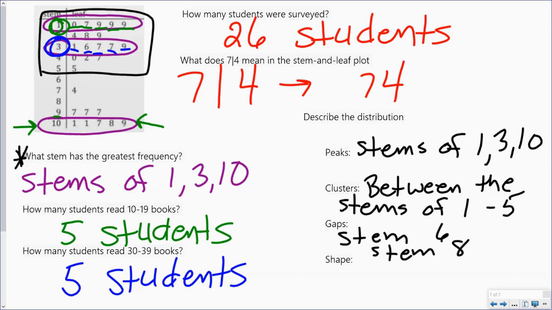The shape, this one is a unique one because I have a couple of peaks here and then I have a peak over here. So when I trace my shape, it kind of has that look to it. So to me, since I have peaks on both sides and it falls off into the middle, I would say that this one is more symmetrical than it is skewed one way or the other.